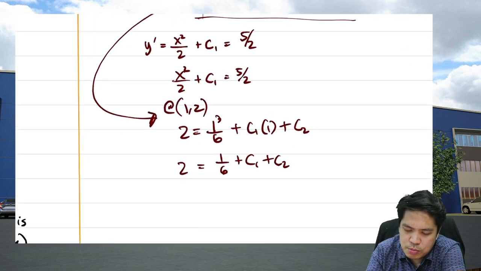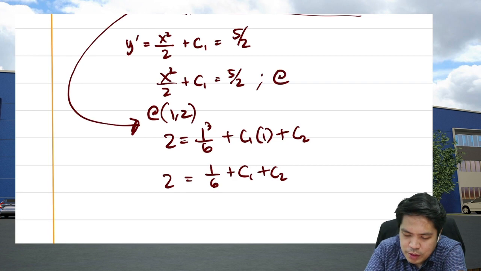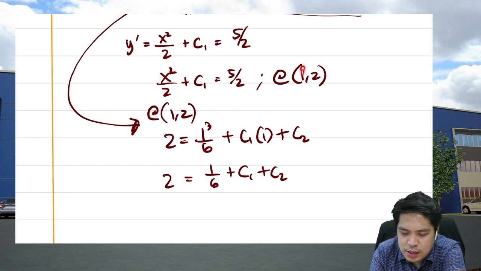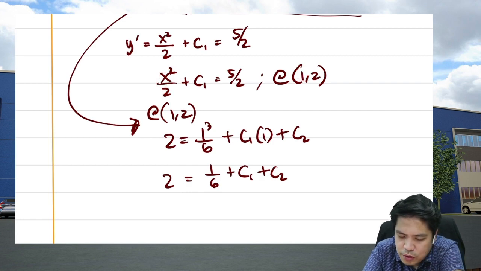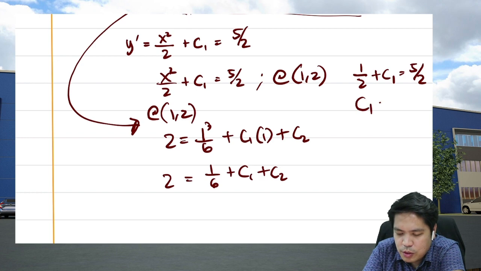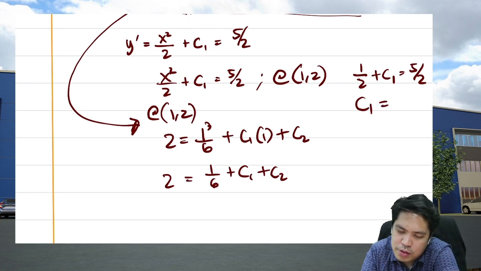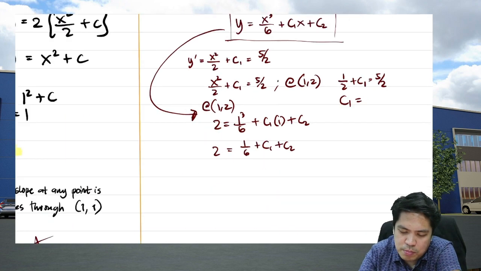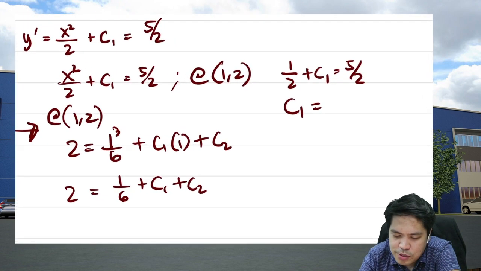But wait, there's more. Eto pala siya. Again, it will pass through 1, 2. So therefore, we could substitute this as x equal to 1. Diba? So therefore, that would be 1 squared over 2 plus c1 that's equal to 5 halves. Pwede na masolve ang c1. Medyo dapat inuna na lang natin to, no? Then pareho din naman. That is just systems of linear equation.